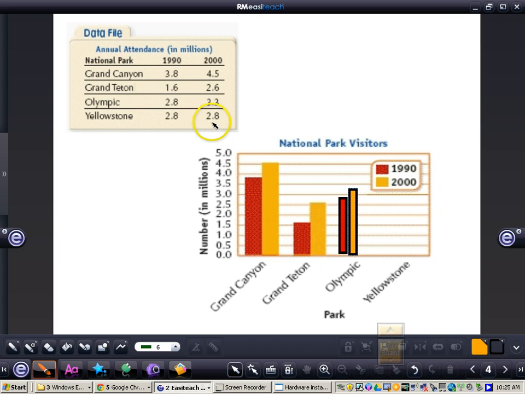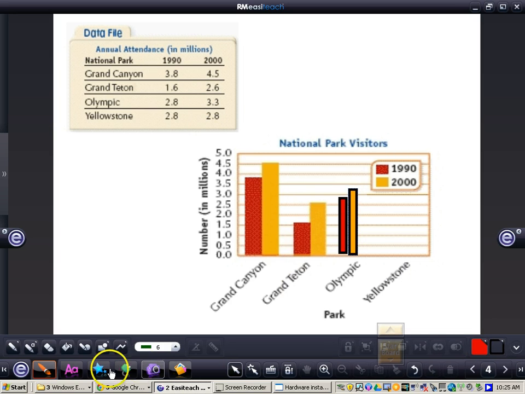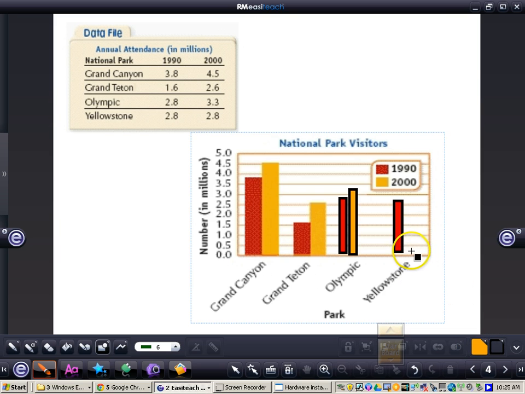I can even move my bar right next to that, show it representing the two different data points. And finally, Yellowstone, I can see first of all in 1990 there was 2.8 million. So what I can do is take my bar graph, go a little bit above that 2.5, not quite up to the 3.0 with the red, and then 2.8 million in 2000 as well, so I can go right next to that. Same exact height there.